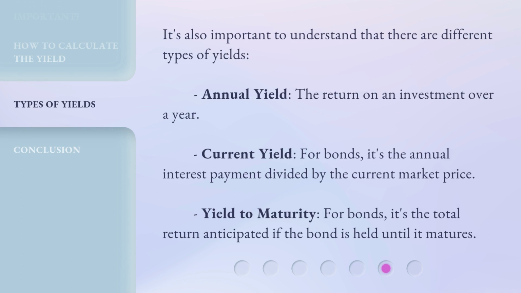It's also important to understand that there are different types of yields. Annual yield, the return on an investment over a year. Current yield. For bonds, it's the annual interest payment divided by the current market price. Yield to maturity. For bonds, it's the total return anticipated if the bond is held until it matures.